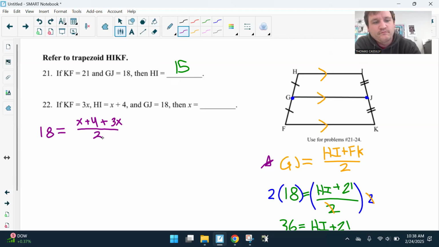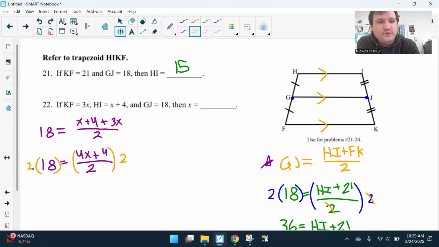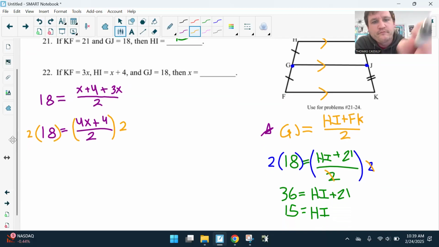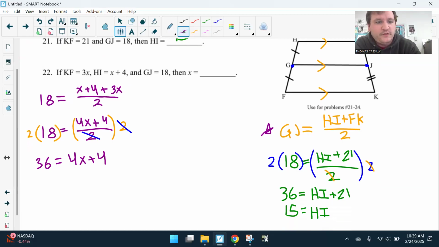Divide that by 2. I'm going to condense this down a little bit, combine any like terms on the top. I got 4x plus 4 divided by 2. Now both of those numbers are even, so I could divide it through, but I just want to be consistent with what I did on the previous problem. So I'm going to multiply both sides by 2. So what we have here is 36 equals 4x plus 4. Do not distribute that 2 in. The whole purpose is to cancel them out. And now we solve. Subtract 4 over, you get 32 equals 4x.